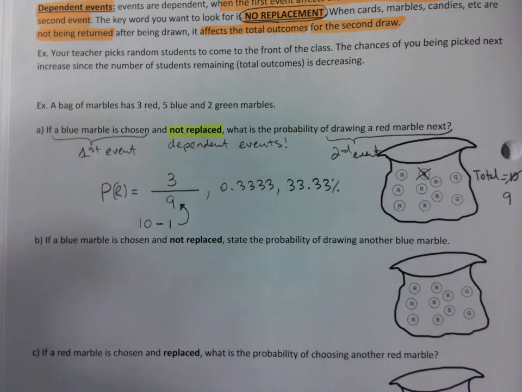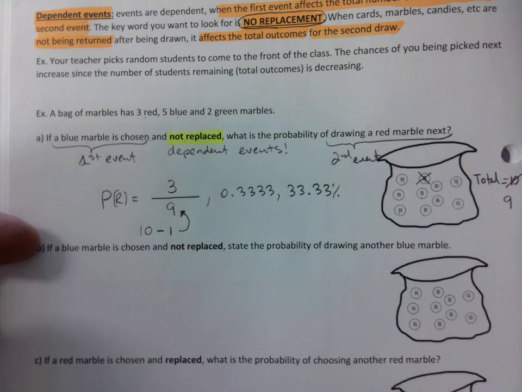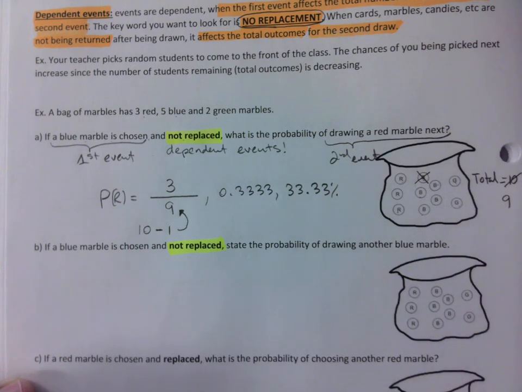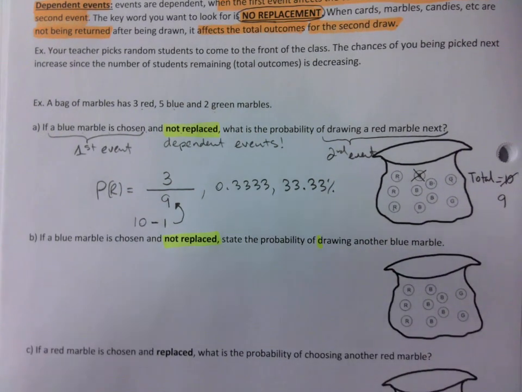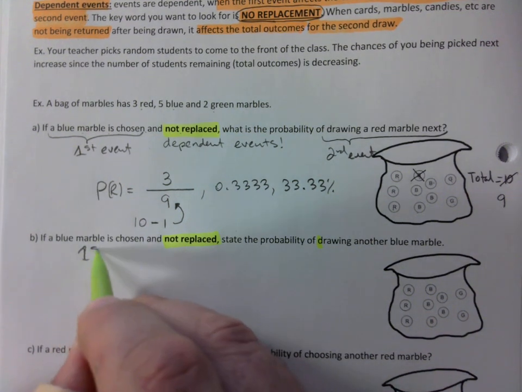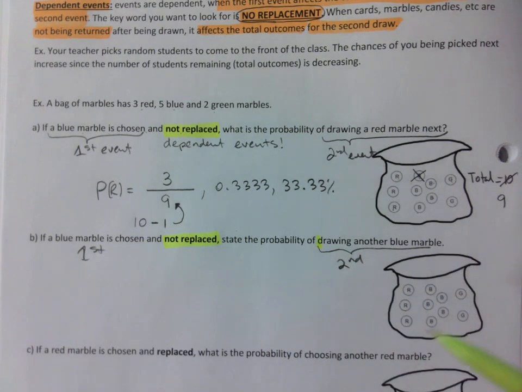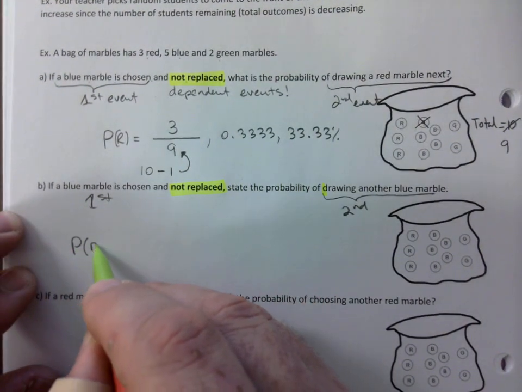Okay? Reset. B is resetting. We forget about A. Okay? It's a different question. If a blue marble is chosen and not replaced, state the probability of drawing another blue, right? So sorry. I'm just going to say this is the first event. This is the second. But obviously we want to focus on this one. We want to state the probability of this happening given that something happened beforehand.